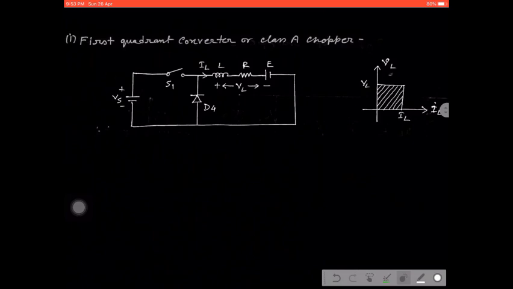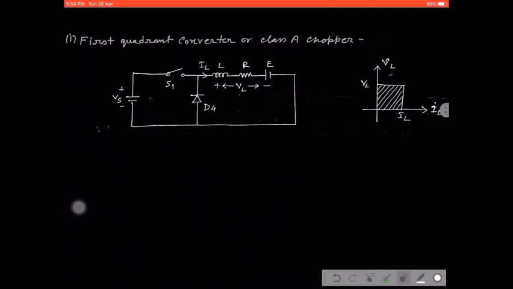The current can flow from source to load. Once the switch is off and there is no relation between supply and load, then the load voltage will be led by back EMF E. Okay, so I'm explaining in an easy way the first point, that is, always try to maintain the direction of the current and the polarity of the voltage.